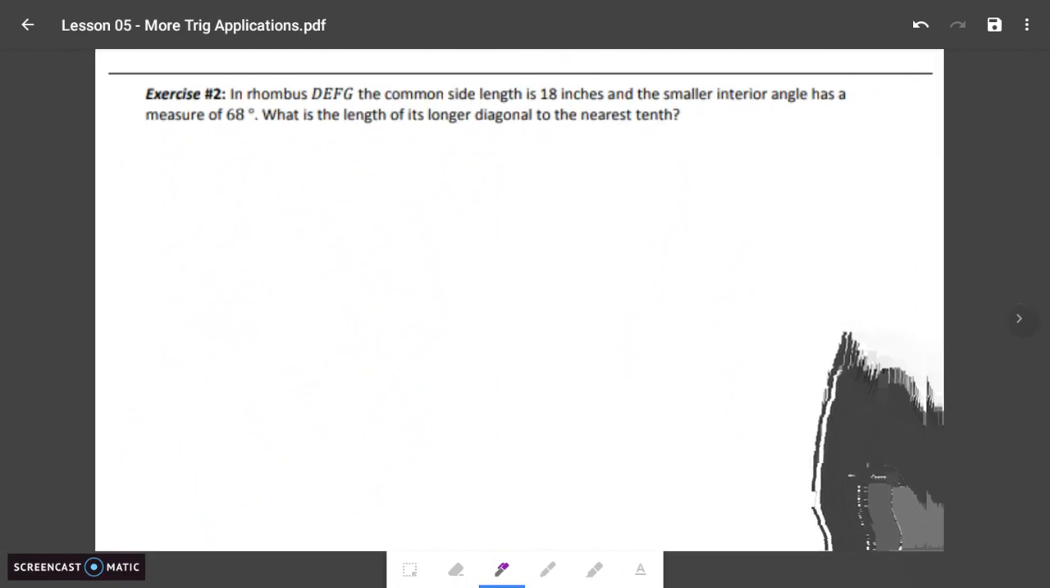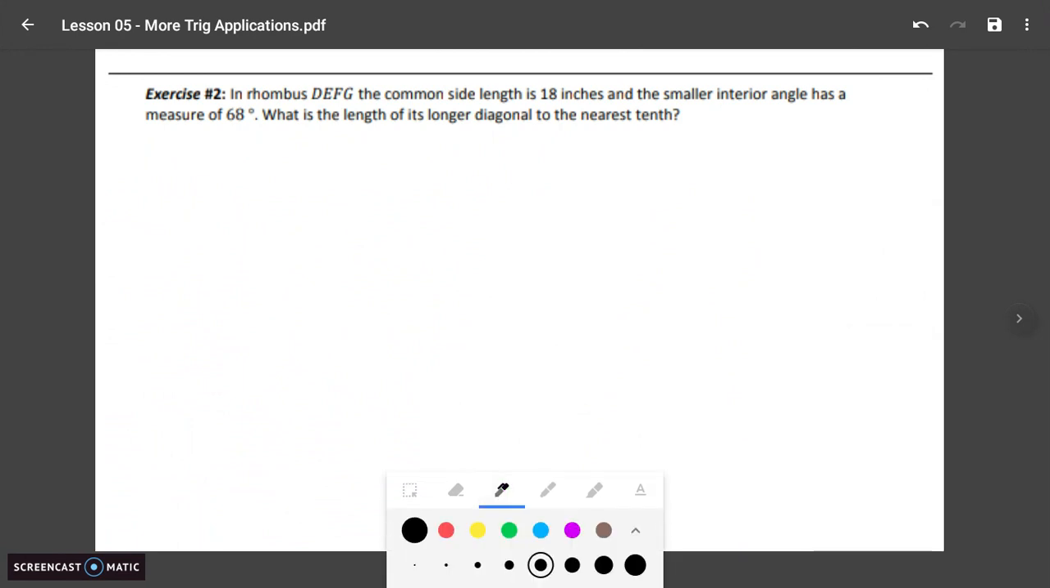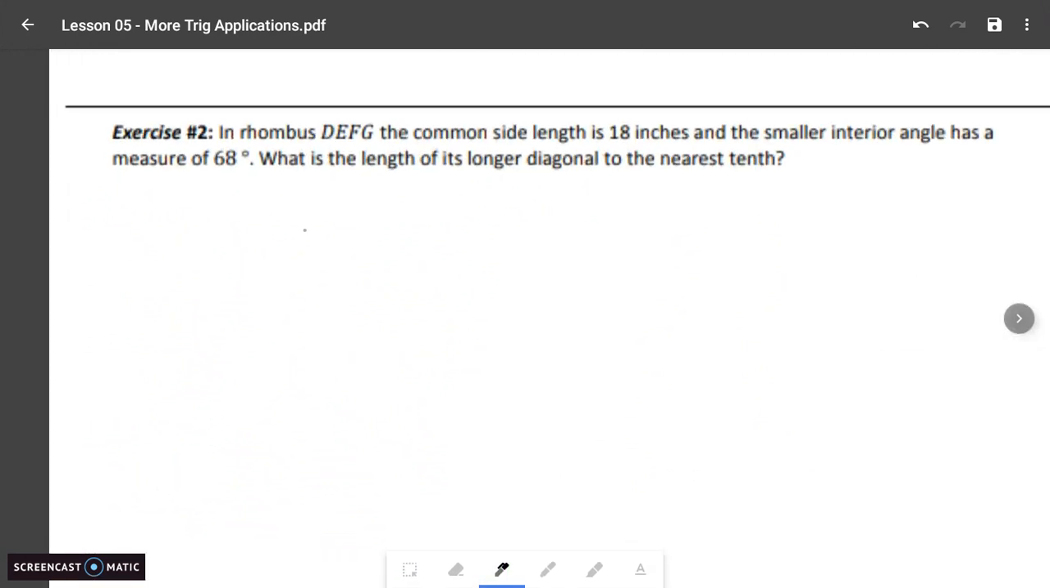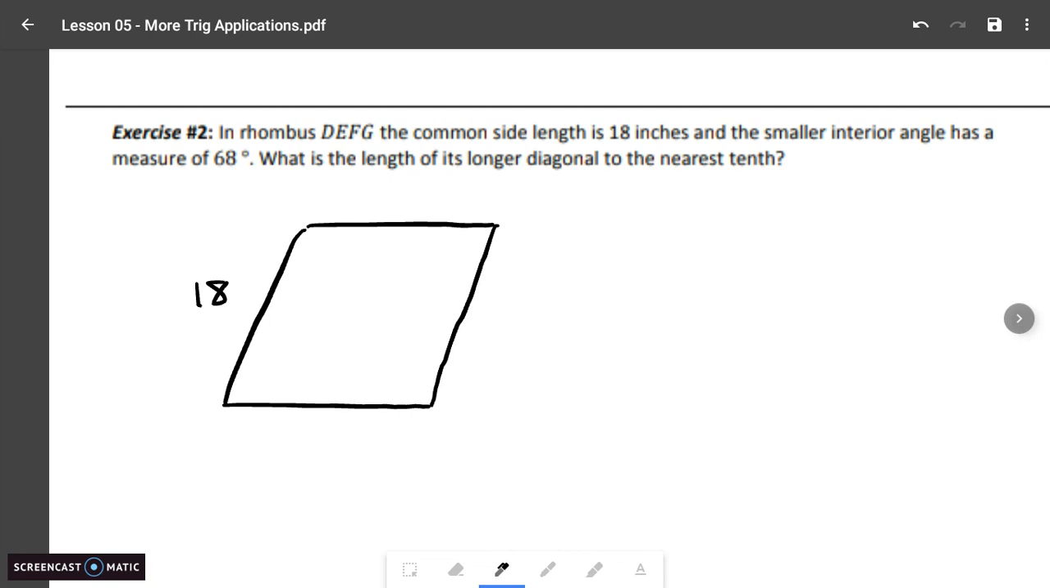Bringing back quadrilaterals again, if we had a rhombus DEFG, the common side length is 18 inches and the smaller interior angle has a measure of 68. What is the length of its longer diagonal to the nearest tenth? Okay, so I would recommend we draw ourselves a picture here. We don't have a graph to go off of, but remember, we're drawing a rhombus, so you may recall that all the sides are equal, which is why it said the common side length is 18 inches. So all four of these sides are 18.